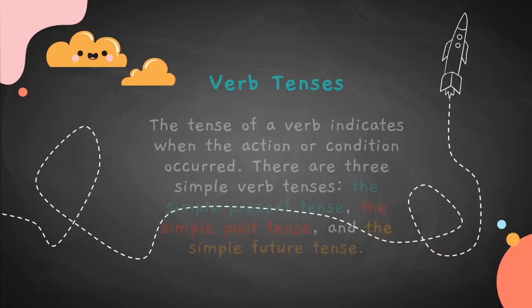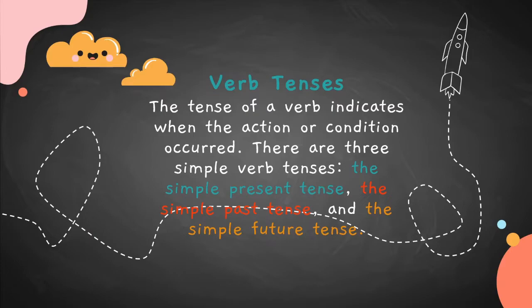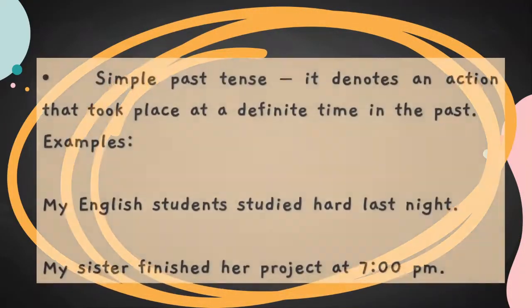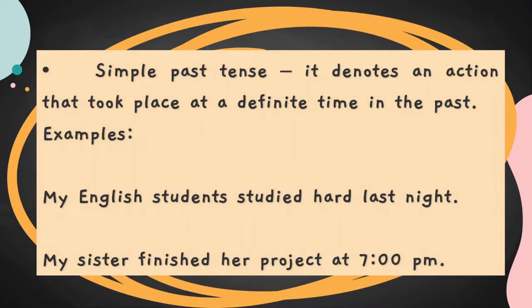Verb tenses. The tense of a verb indicates when the action or condition occurred. There are three simple verb tenses: the simple present tense, the simple past tense, and the simple future tense. Let's know more about them. Simple past tense denotes an action that took place at a definite time in the past.